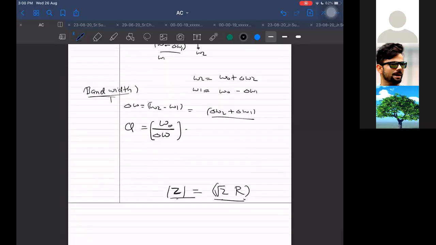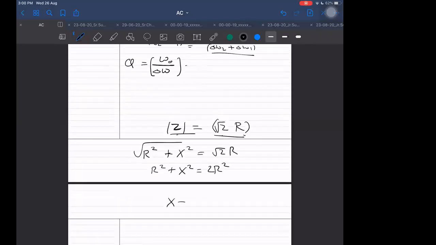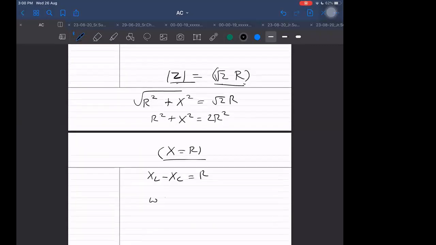So therefore I am using this condition: Z should become root 2 times. But Z has two things: under the root R square plus X square is equal to root 2 times R. Then if I take the square, I get R square plus X square is equal to 2 R square. Then indirectly X is equal to R. What is X here? X is equal to XL minus XC, which should be equal to R. Or I can say the condition is omega L minus 1 by omega C is equal to R.